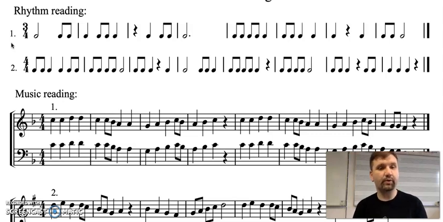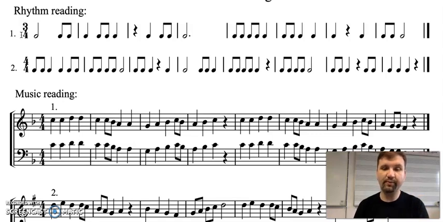So let's continue our work on rhythm. Here at the top of the page, rhythm reading, we're in 3/4. And as a reminder, that time signature of 3/4, the top number means the number of beats in each measure, or in each section of music divided by a measure line or bar line. So that's 3 beats in each measure.